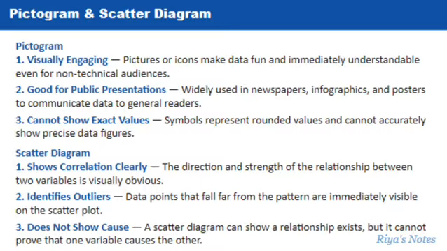Scatter diagram. 1. Shows correlation clearly. The direction and strength of the relationship between two variables is visually obvious. 2. Identifies outliers. Data points that fall far from the pattern are immediately visible on the scatter plot. 3. Does not show cause. A scatter diagram can show a relationship exists, but it cannot prove that one variable causes the other.